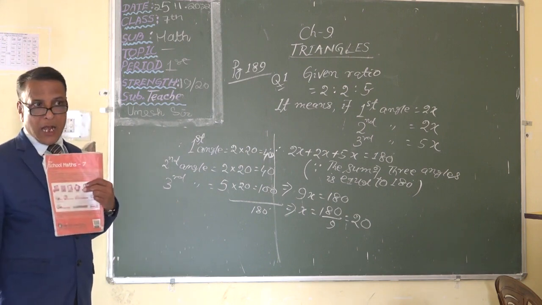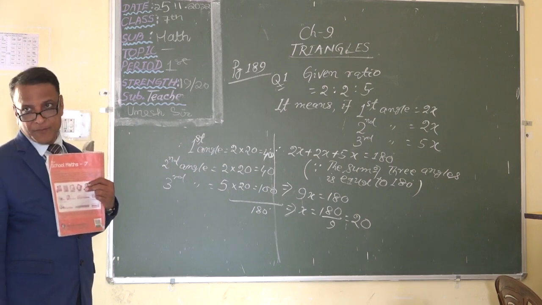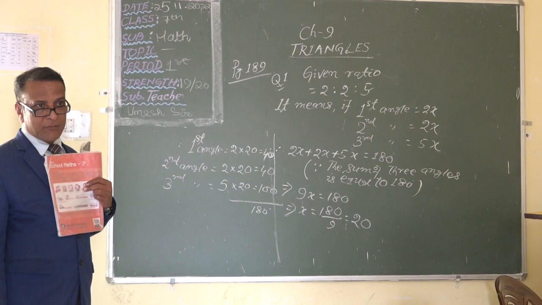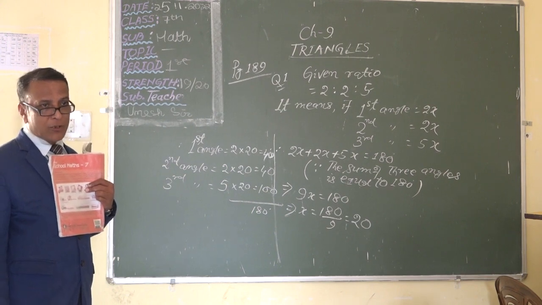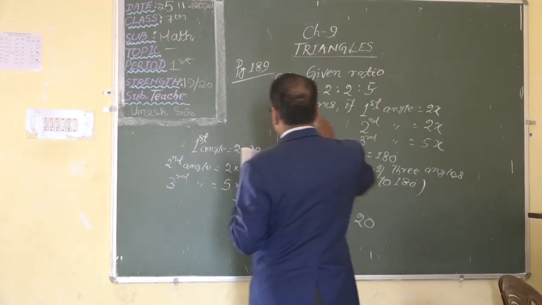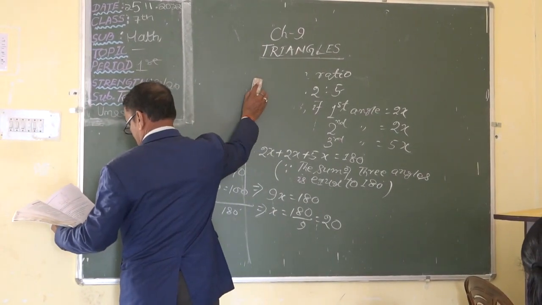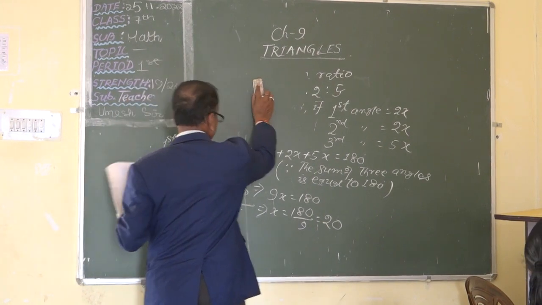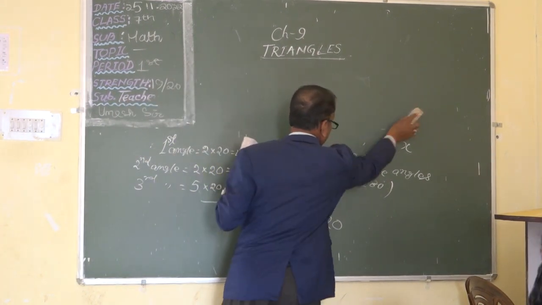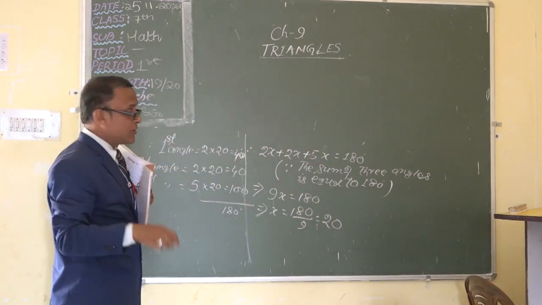Already, I have taught you about the Pythagoras theorem. Pythagoras theorem is applicable only to right angle triangles. So, just one question, which was page 189, question number 14. But I am making a little twist to that question.